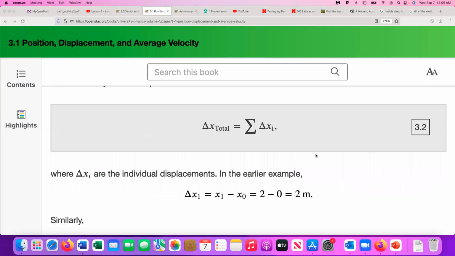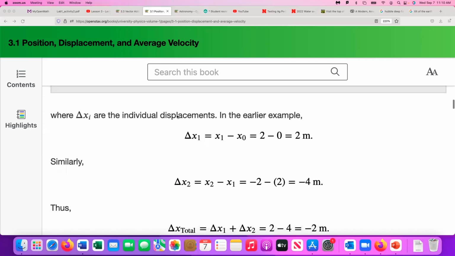If you have many displacements that you want to add together to get a total displacement, it's simply done. You can actually add all those vectors together one after the other to get the total displacement, or you can just take the final position of the final displacement and subtract the initial position from the first displacement, and you get the total displacement. Either way, it works out.